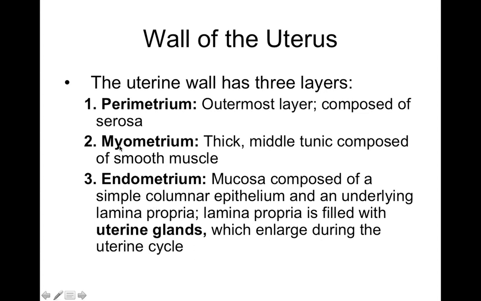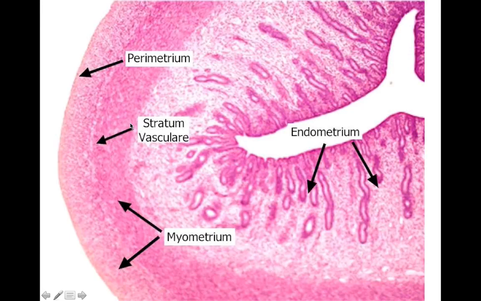Deep to the endometrium, we have our myometrium, which is a thick, smooth muscle layer. And then more exterior to that, we have our perimetrium, which is the outermost layer composed of a fibrous tissue that's surrounded by some serous membrane.